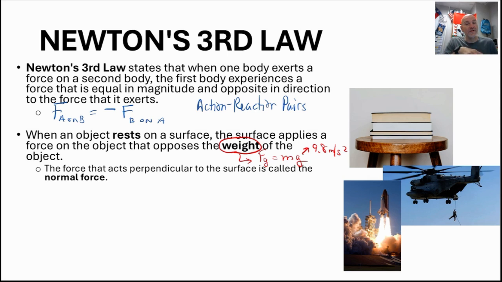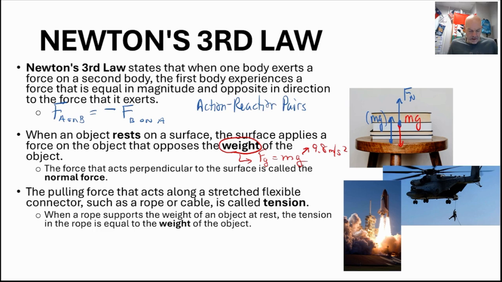Now, this is not the third law pair, the third law force, to weight. If I have this set of books, the books are going to push down on the table equal to their weight. But the stool here is going to push back up with the same amount. So it's almost like an mg coming up from the books.